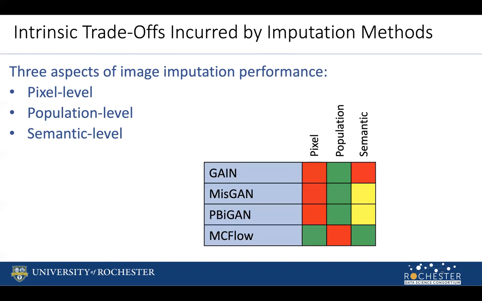Existing methods inevitably incur a performance trade-off between these three aspects. No single existing method is good at all three metrics. We aim to address these limitations. I will next provide a brief review of the features of normalizing flow models that this work leverages.